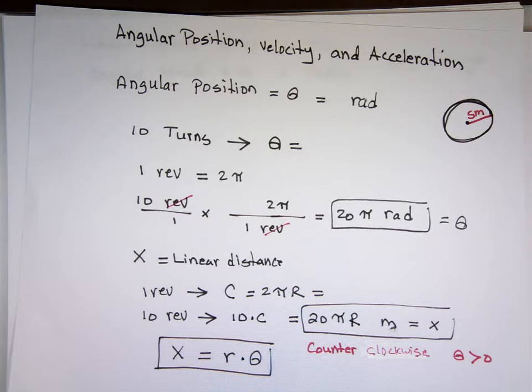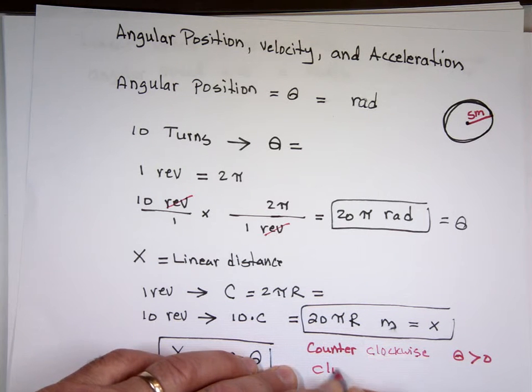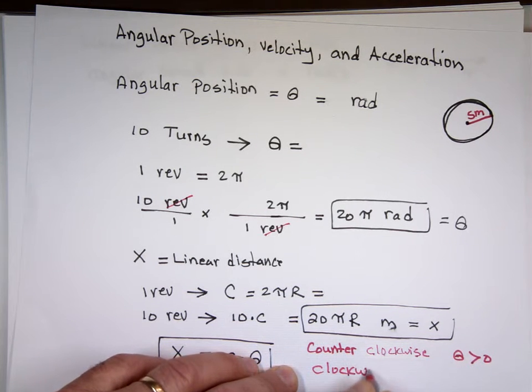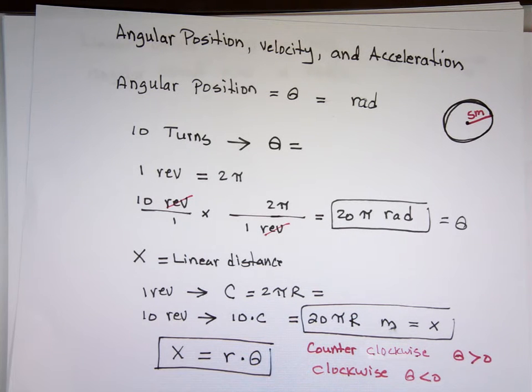Clockwise, theta is negative. So if you're going clockwise, theta is negative. If you're going counterclockwise, theta is positive.